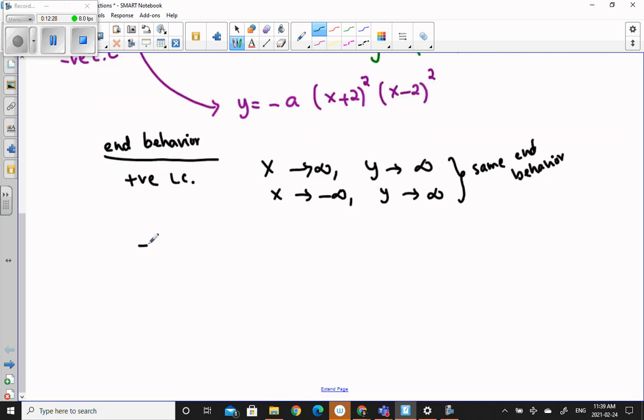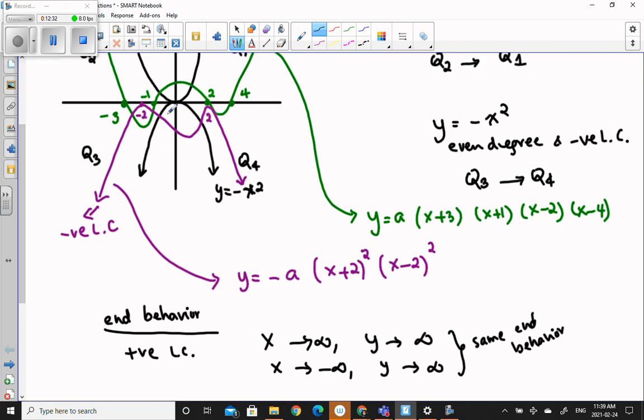And if it's a negative leading coefficient, so you can see over here, let's take the quadratic when it opens down.